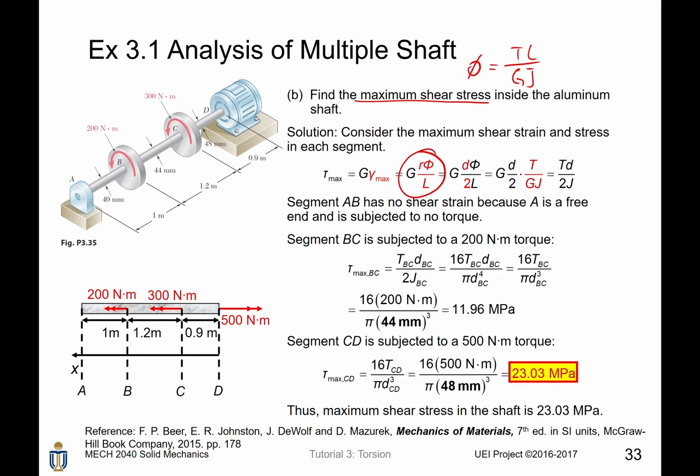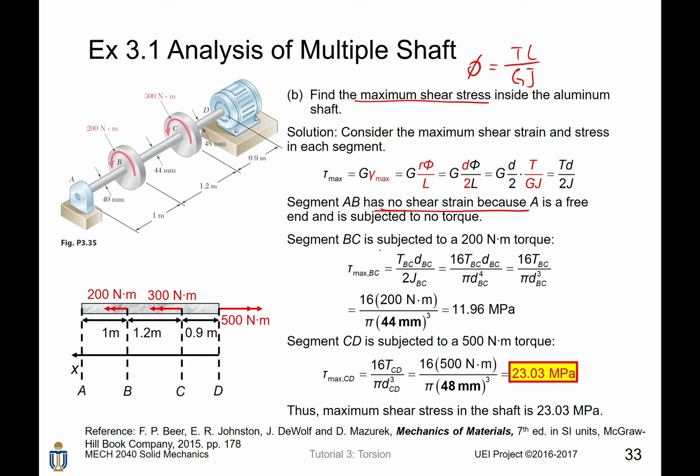But in this problem, there is no radius given, it is just the diameter, so we just put r to be d over 2. Then we rewrite this maximum shear stress into this form, which is Td divided by 2J. Then we're interested to find the shear stress in each segment. For segment AB, there is no shear stress because A is a free end and there is no reaction torque acting on it. For segment BC, it is subject to a 200 Nm torque.